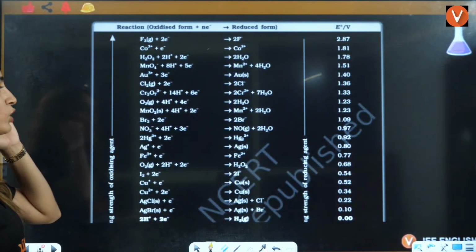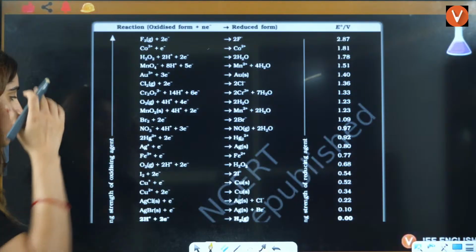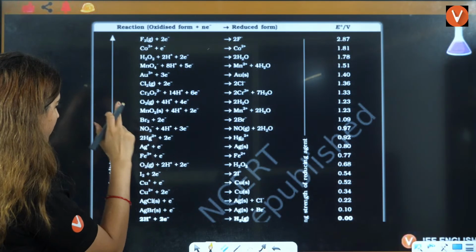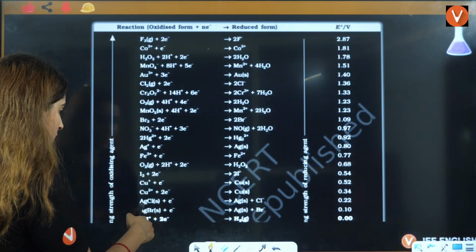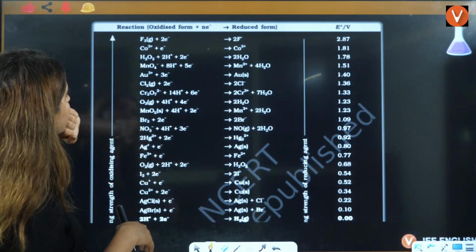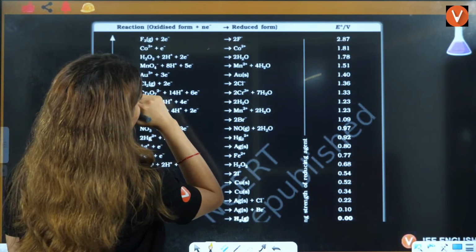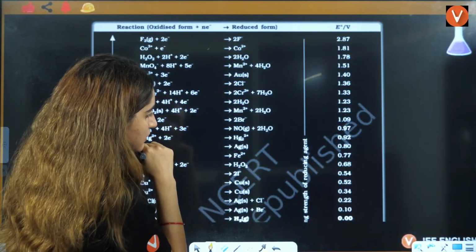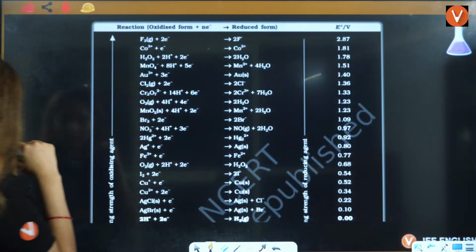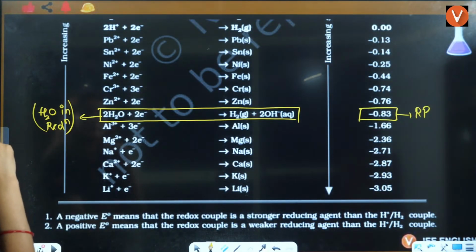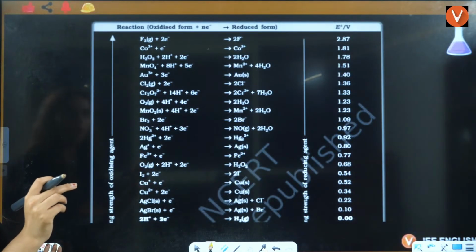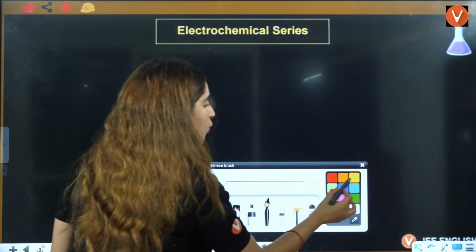Now let's talk about water when it is losing electrons. Where can I identify water? It is not here. Wait a minute. I think it is not here. Let's see if it is over here. No, it is not here. So I'll write it myself. So how is water written?